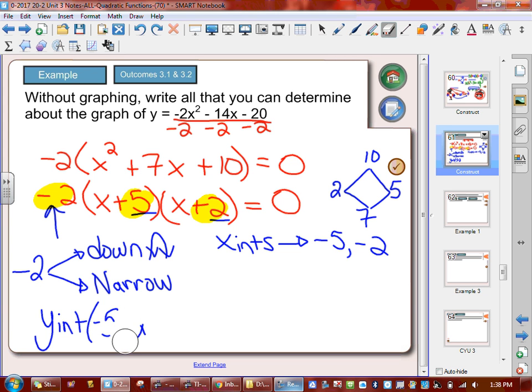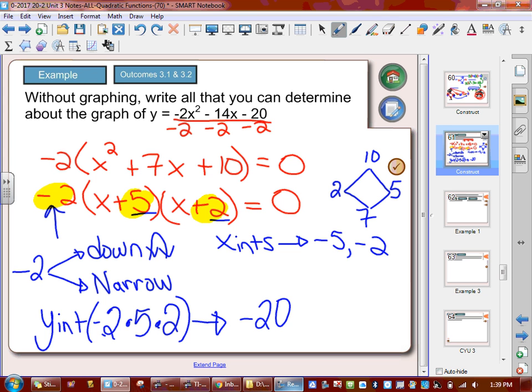Negative 2 times 5 times 2. My y-intercept is negative 20. Okay? So I know my x-intercepts and my y-intercepts. I can also find my axis of symmetry from the equation.